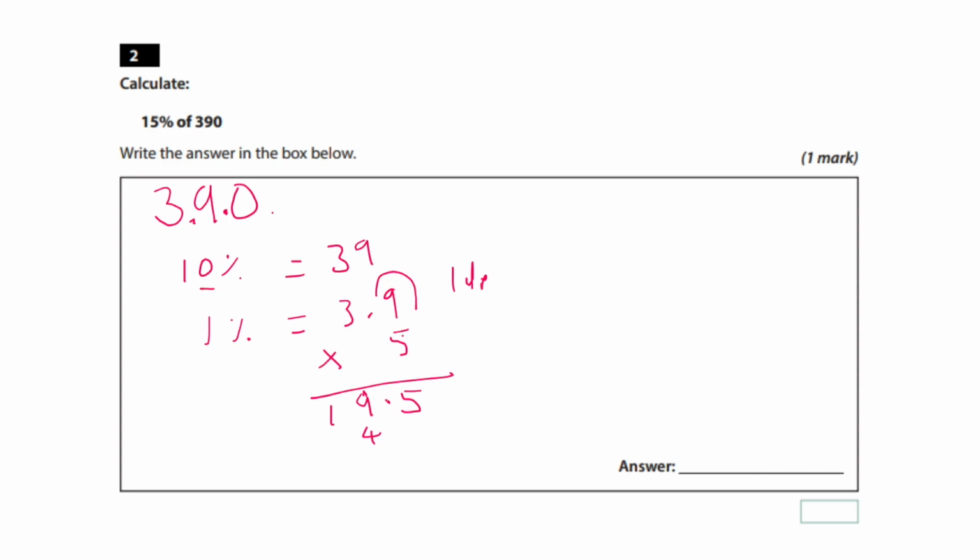So 19.5 equals 5%. And we've got our 10%, which is 39, so we just add these together. 39 plus 19.5. I'll put these in as a placeholder there, 5 and 0 is 5, decimal point. 9 plus 9 is 18, carry the 1, 3 plus 1 plus 1 is 4, 58.5. So 15% of 390 is 58.5.